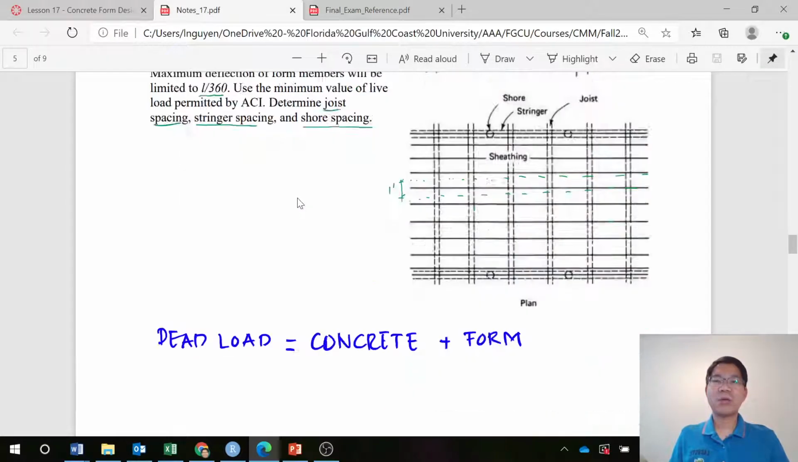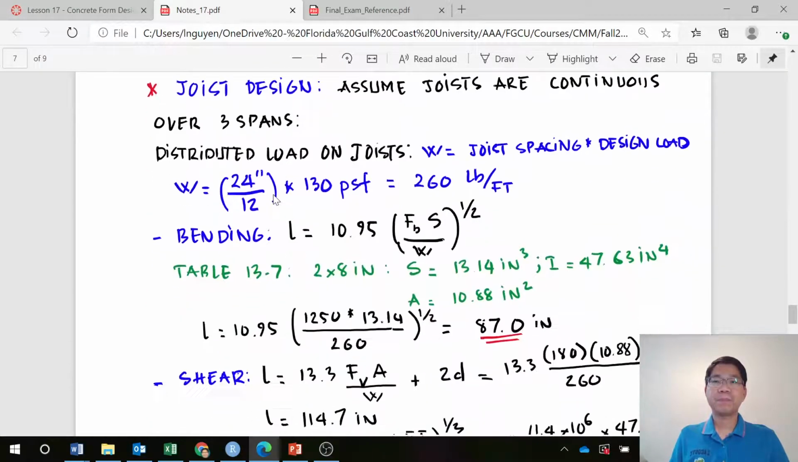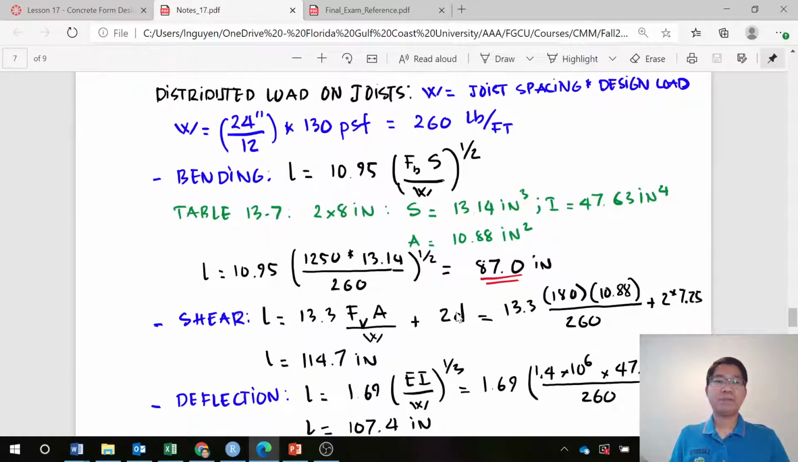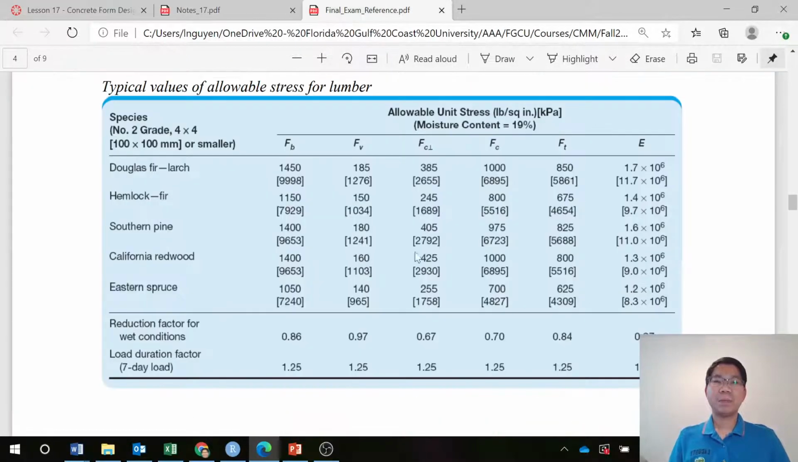So when you have that one, you can plug in that equation. You can find out for the shear. So to ensure the shear works, L maximum is 114 inches. Deflection, the same.